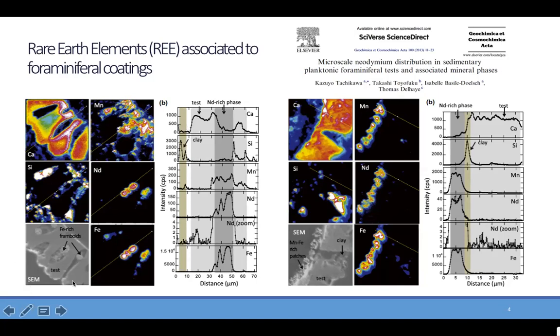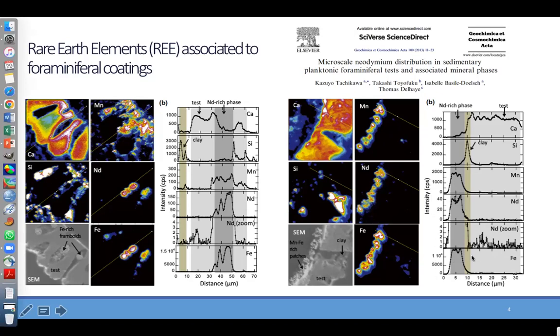Here we have an image showing the iron-rich rhomboids and the pores, and we see that we have higher CPS of neodymium. In this image on your left-hand side, this is on the pores, and on your right-hand side, you see that we have manganese and iron-rich patches that neodymium is also associated with, as you can see here in these dark gray bands.